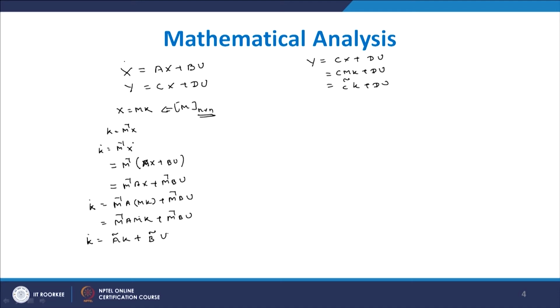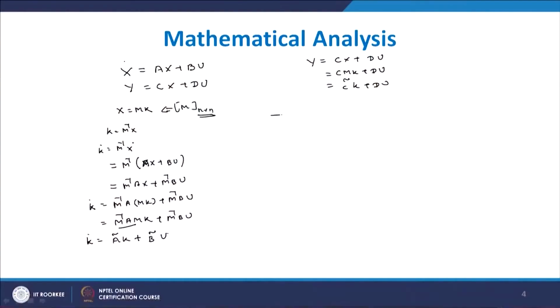The M we call as a model matrix, and here one important thing is that M inverse AM and this A must have the same eigenvalues. Now we want to determine the values of M.